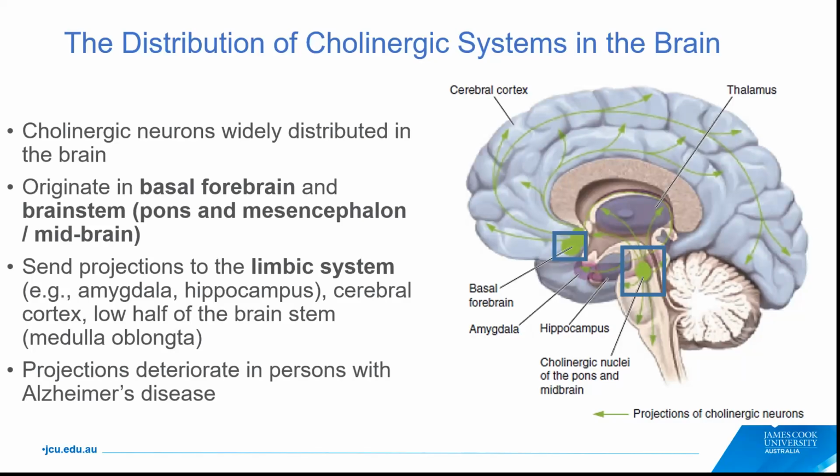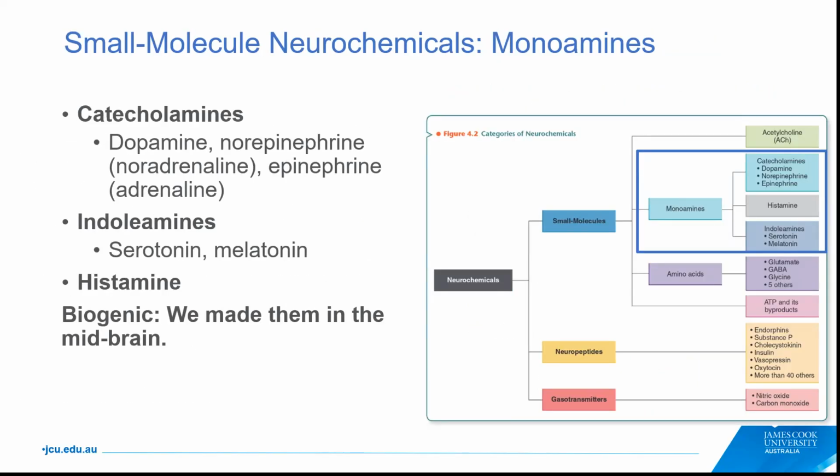All right. Next, this is very important. We actually have a cluster of very important neurochemicals: monoamines. So what are monoamines? Briefly, for those of you who still remember your chemistry, organic chemistry.